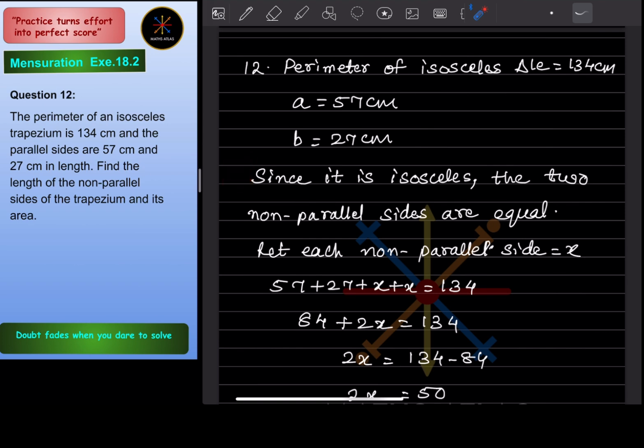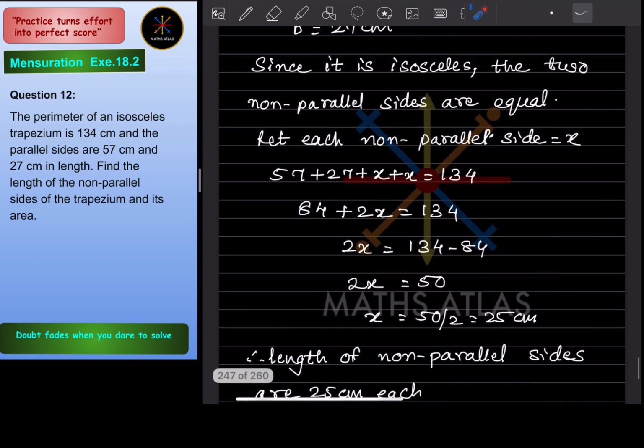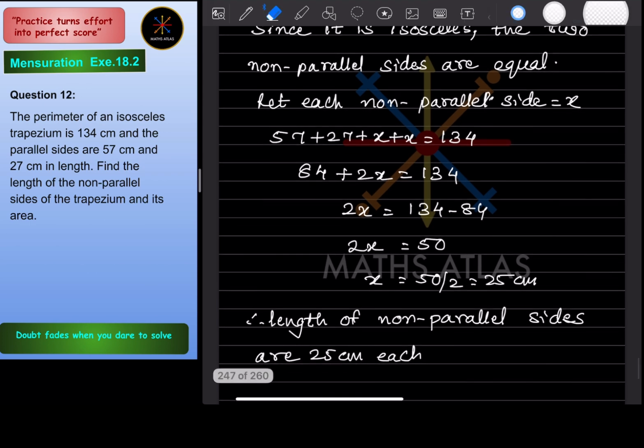So we can consider, let each non-parallel side be x. Now 57 plus 27 plus x plus x, the perimeter is given as 134. So this will be 84 plus 2x is 134. So 2x will be 134 minus 84, that is, 2x is 50. So x will be 50 divided by 2, which will be 25 centimeters. So we can say the length of the non-parallel sides is 25 centimeter each.